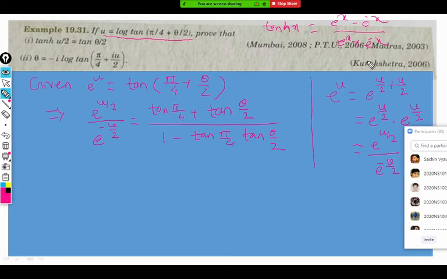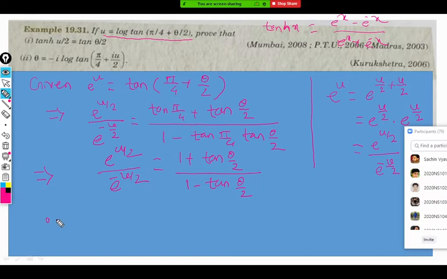What we actually require is just componendo and dividendo. Before that, let me simplify the RHS. Tan pi by 4 is 1, so it is 1 plus tan theta by 2 divided by 1 minus tan theta by 2, because tan pi by 4 is 1. This is e raised to u by 2 divided by e raised to minus u by 2.